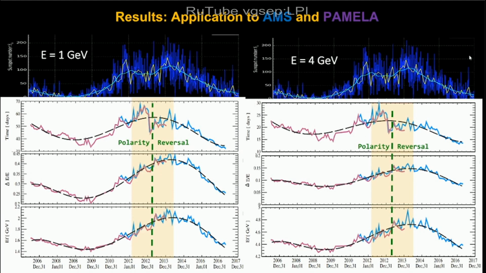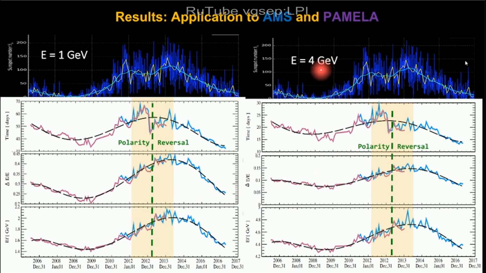Here I show our results just for two energies. 1 GeV means the energy of the protons close to the Earth. How do those protons propagate after entering the heliosphere? This is the evolution of the propagation time, and this is the sunspot number. We see it is correlated, with the same behavior as the sunspot number. We also expect the same because the energy losses have the same behavior for this energy.